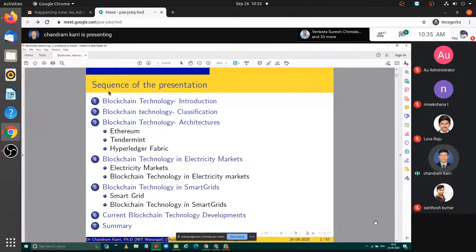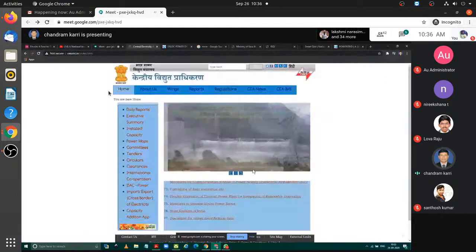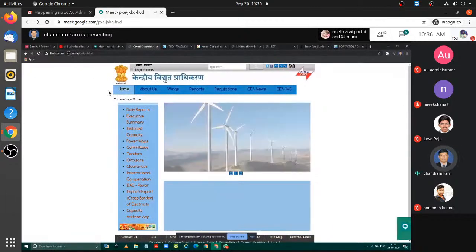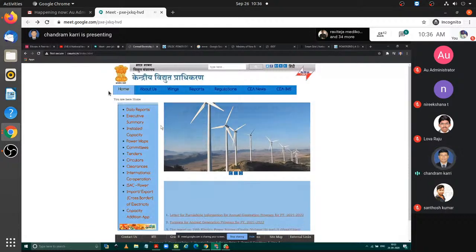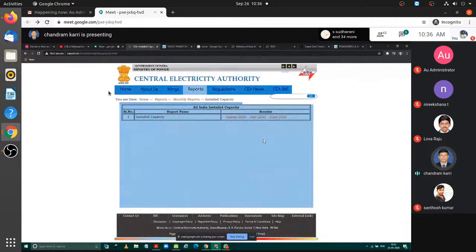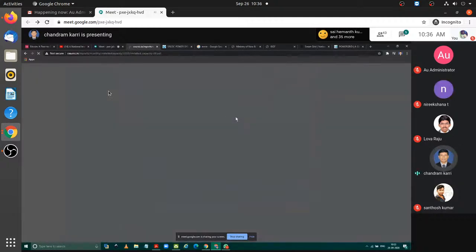So what is the olden trend of power generation? If you go back to pre-independence India, the installed capacity was only 39,000 megawatts. When you compare with the installed capacity today, where are we standing? Just go to the Central Electricity Authority website and see the daily reports and installed capacity. As I told, pre-independence, our installed capacity was only 39,000 megawatts, but see the latest information.